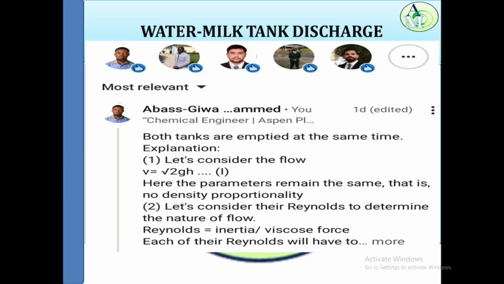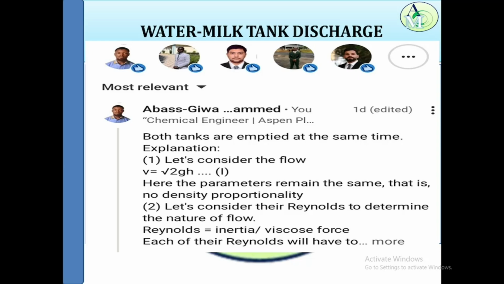This relation, that is V is equal to root 2GH, is used to calculate the flow rate of fluid moving out of a system. It is known as Torricelli's equation. It was reported to be derived by Evangelista Torricelli in 1643, that is, I think, Italy. Yes. That means the velocity of fluid moving out of the water tank is V1 is equal to root 2GH1, and the velocity of fluid moving out of the milk tank is V2 is equal to root 2GH2.